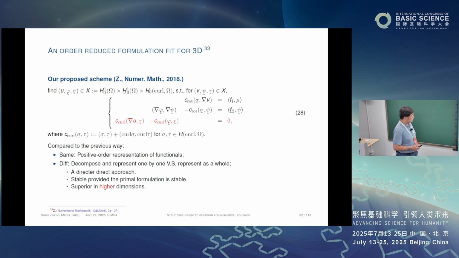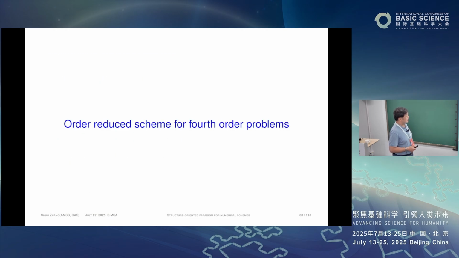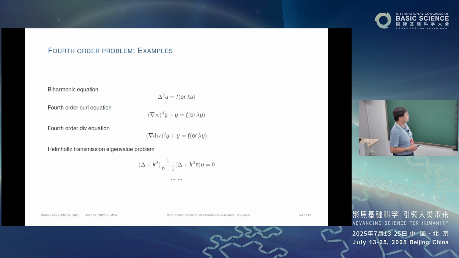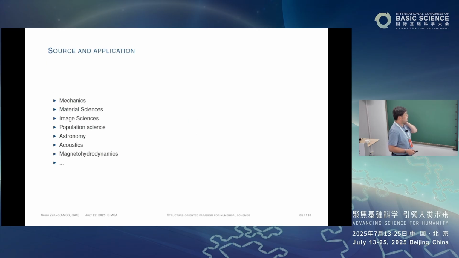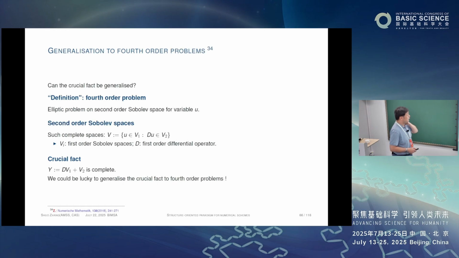Okay, so we can just generalize this observation to general first order problems. There are many other first order problems, such as the quad-curl problem, the first order Dirac equation, and this, and they can find applications in these branches. The only point I want to say here is how to define a first order problem. My definition of a first order problem is an elliptic problem on second order Sobolev spaces. And okay, that is what we are studying.